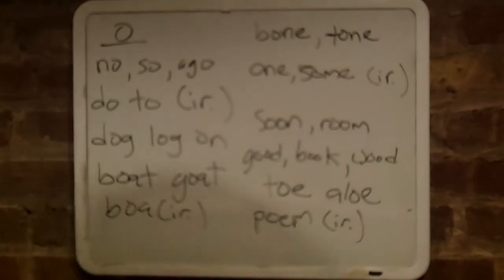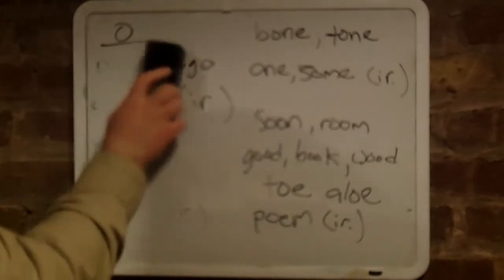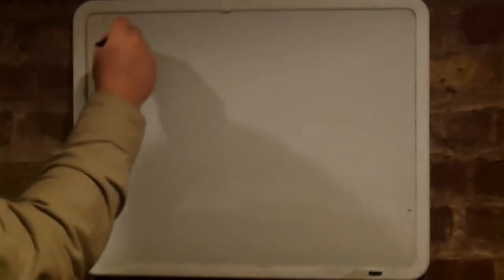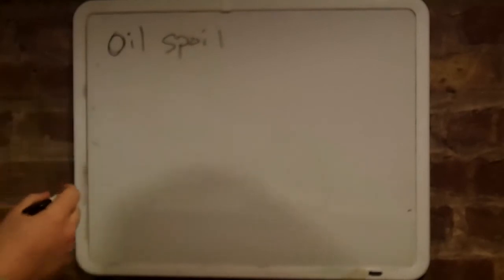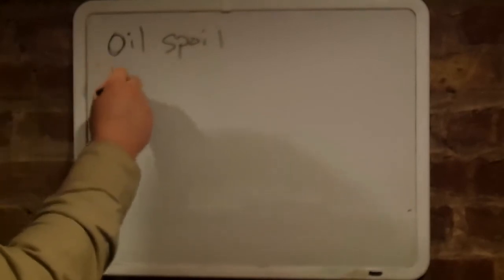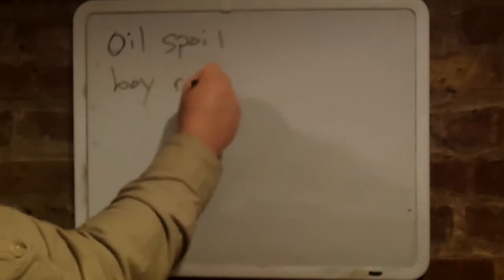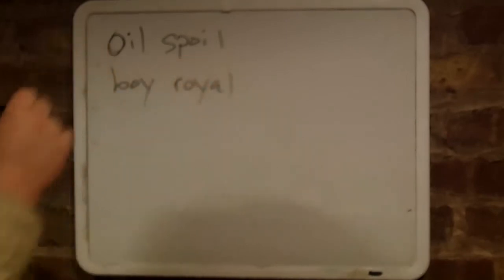And then, O's got a lot of spellings. It's very tricky. OI pretty much always makes the oi sound, so that would be words like oil, spoil. A similar thing you can see with OY, so boy, royal. So only two combinations of letters make the oi sound.